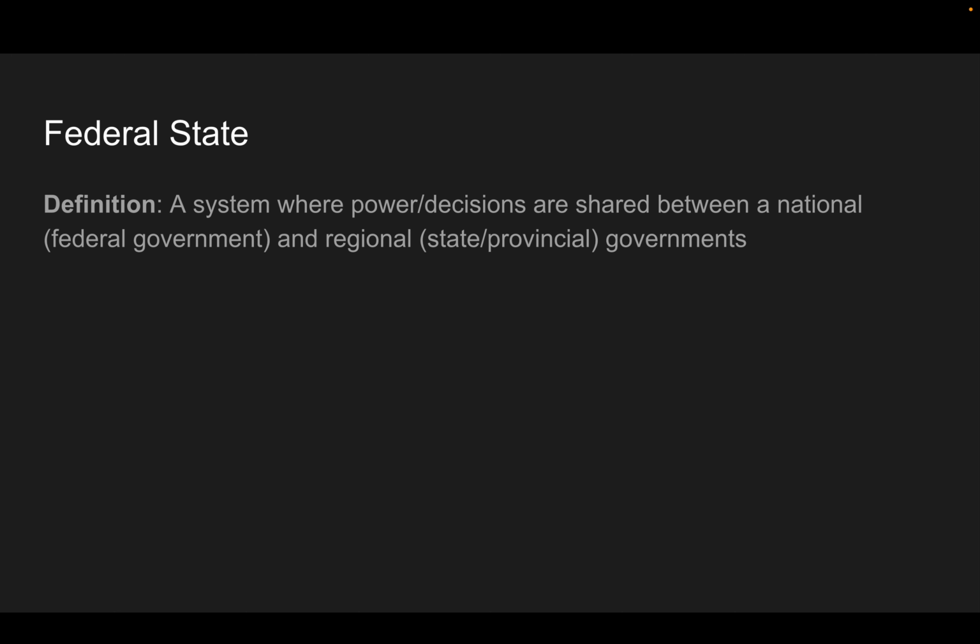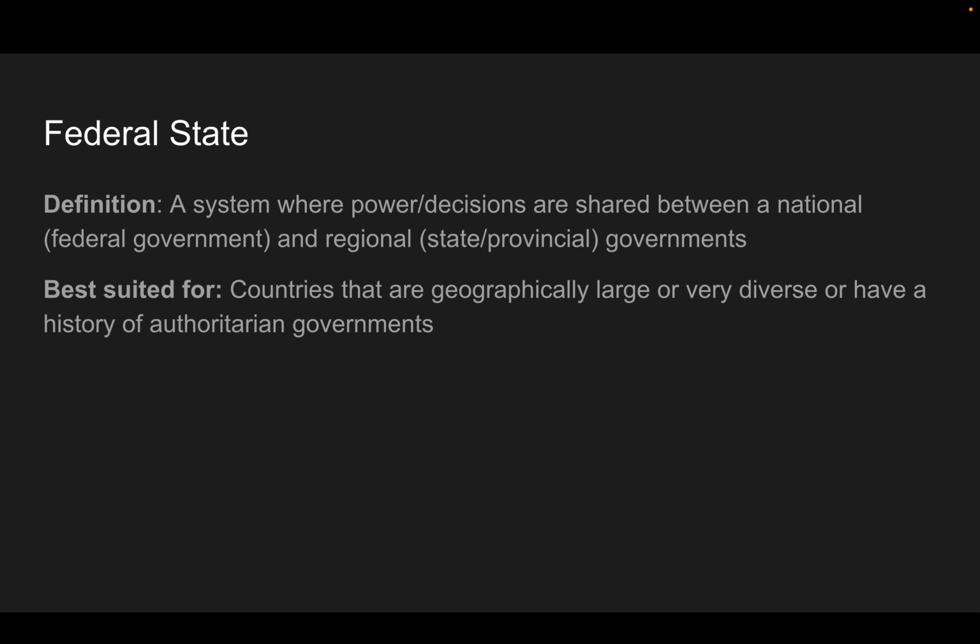So a place that is unitary would have less regional variation in laws. A federal state is going to have quite a lot of difference between each state or province because of how much local decision making is happening. Okay, so this is best suited for countries that are geographically large or are very diverse, so they need a lot of different voices represented.